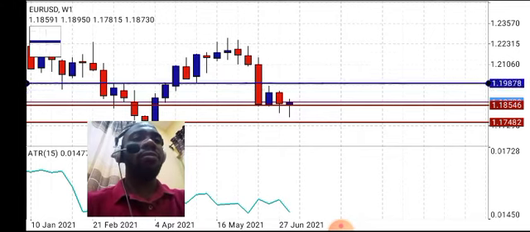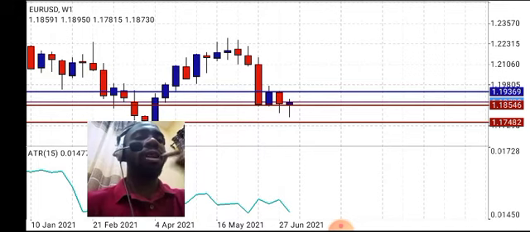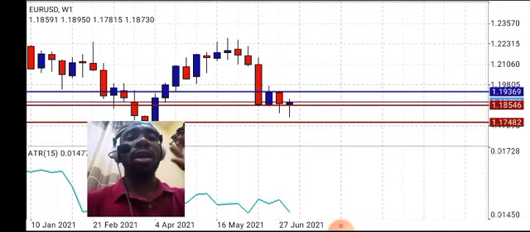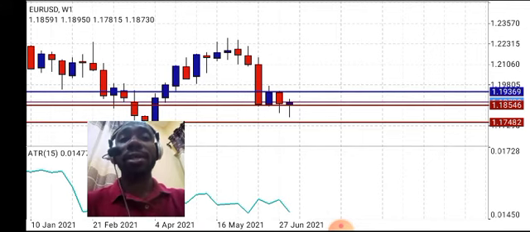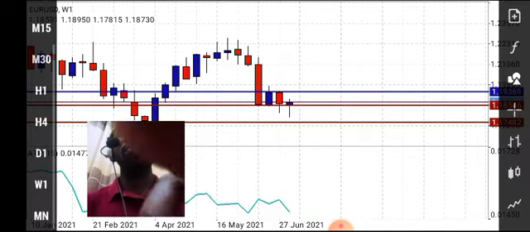And here we have a resistance level. This is a resistance level, and if market closes above that level, I would consider buying above 1.1936. I would consider buying, and if the market closes below 1.1854, I would consider selling Euro USD. But let's see what we have on the daily time frame.